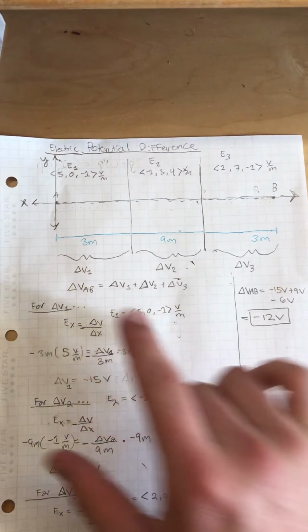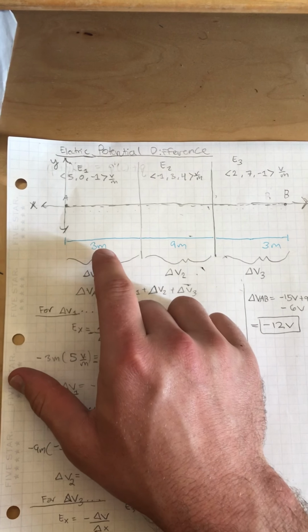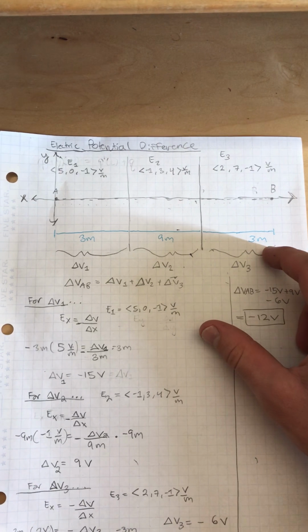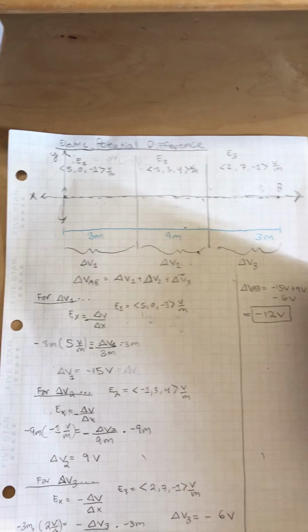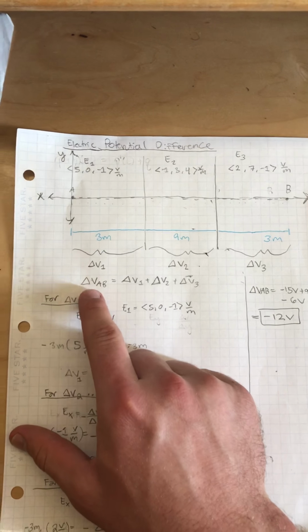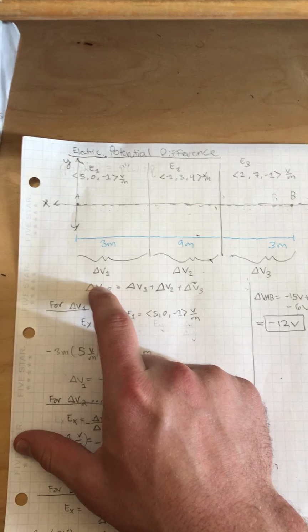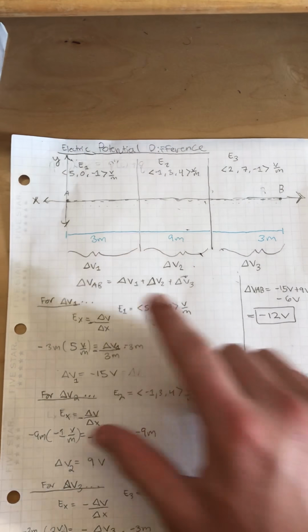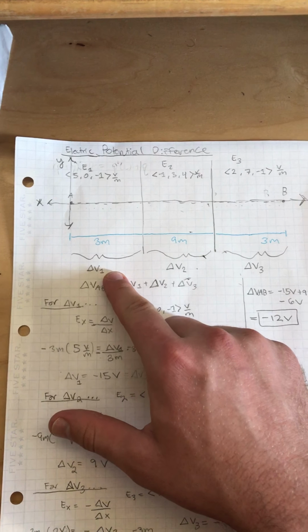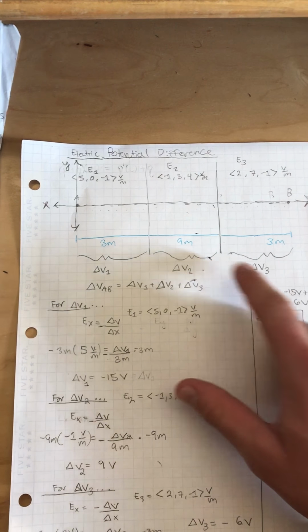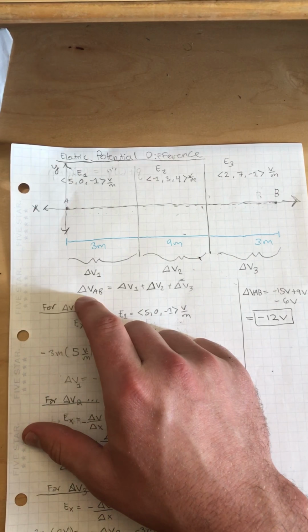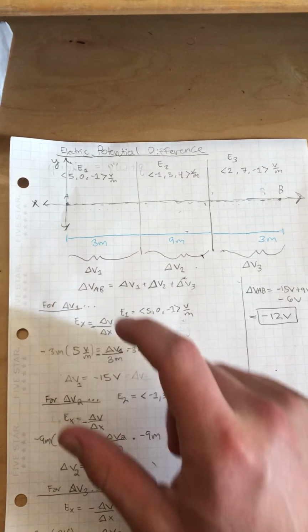The change in X is going to be 3 for the first region, 9 for the second, and 3 for the final region. So basically how we're going to do this is to find the total change in electric potential difference from all of these regions from point A to B. We're going to take this potential difference plus this potential difference plus this one, and then that will equal the final electric potential difference from A to B.